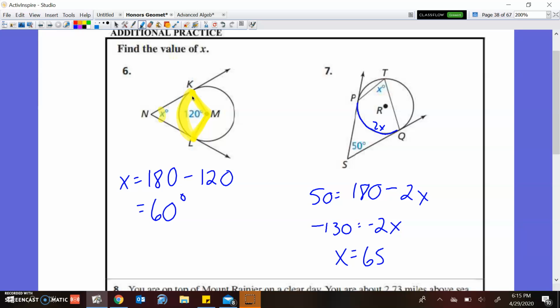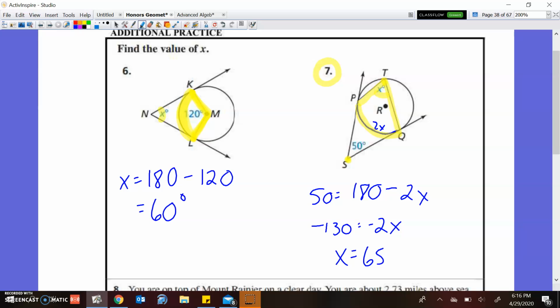All right, on this number 7, my options are, since it's intersecting outside, I can either do the outer arc minus the inner arc and take half of it, and that would work. Or I can say, in this case, what they're giving me is that we have this angle that has an intersection point right on the circle. So if this is x, by our theorem, the arc that it intercepts is going to be 2x.